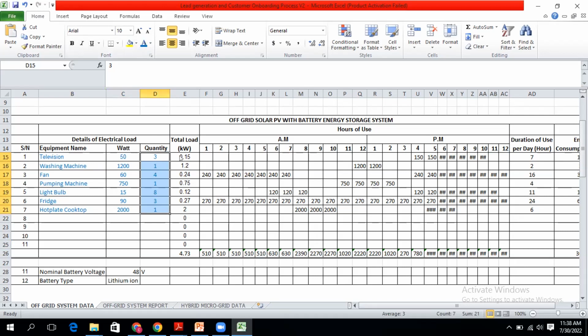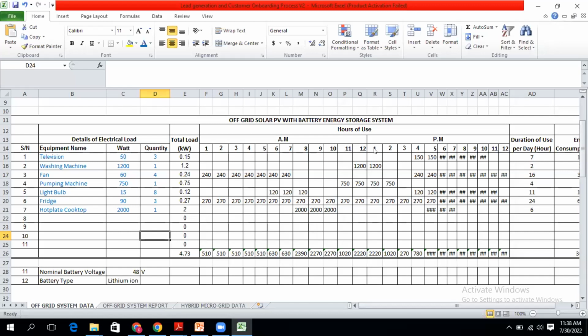So once you do that, this one automatically calculates, then converts it into kilowatts. Now, another thing you need to know is what time they would be using the load. So this is television. This is between 1 a.m. and 12 noon.